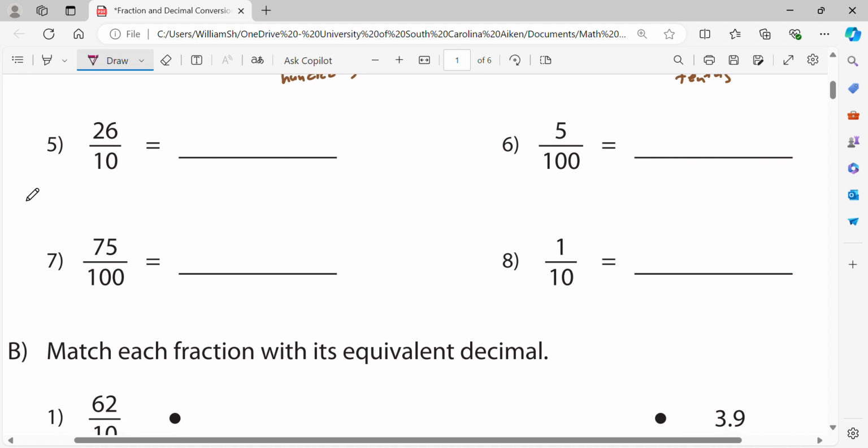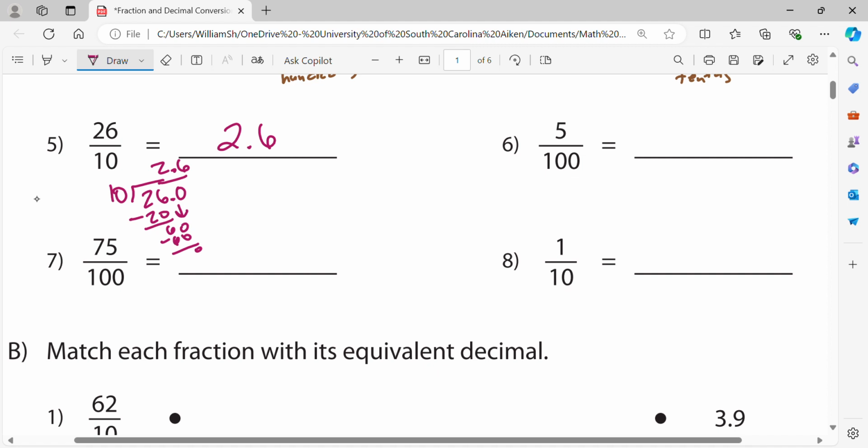Alright, number 5. I have 26 tenths. So with this, I'm dividing 10 into 26. 10 will go into 26 two times. 10 times 2 is 20, which leaves us with a remainder of 6. But remember, we're not okay with the remainder, so I have to add a decimal and a 0. Bring the 0 down. 10 goes into 60 6 times, and that will 0 this out with 0 remainder. So 26 tenths is the same as 2.6. Nice.